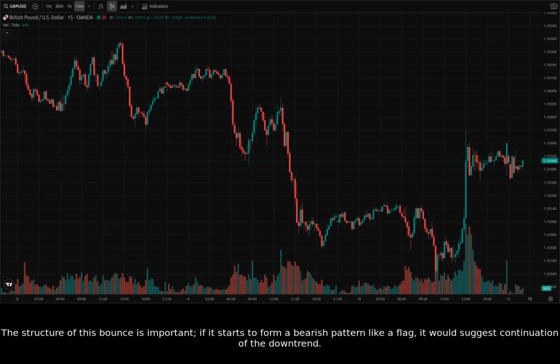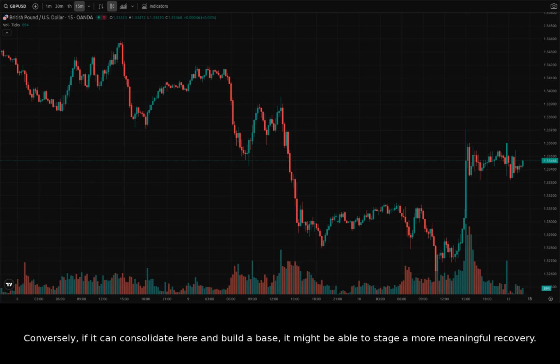The structure of this bounce is important. If it starts to form a bearish pattern like a flag, it would suggest continuation of the downtrend. Conversely, if it can consolidate here and build a base, it might be able to stage a more meaningful recovery.